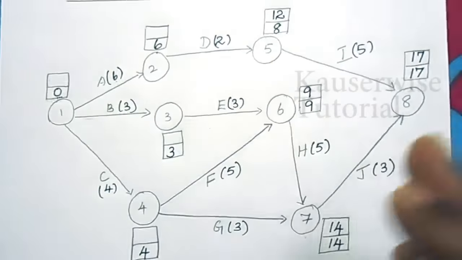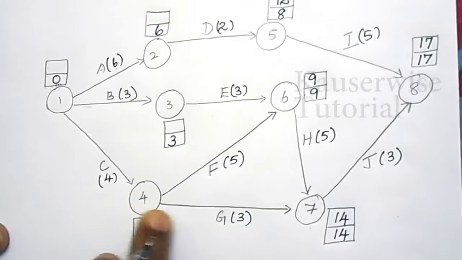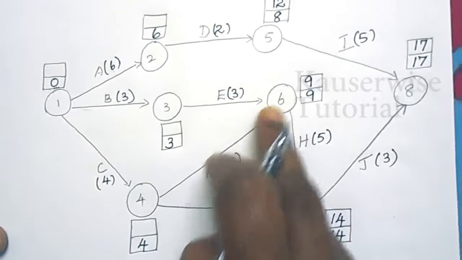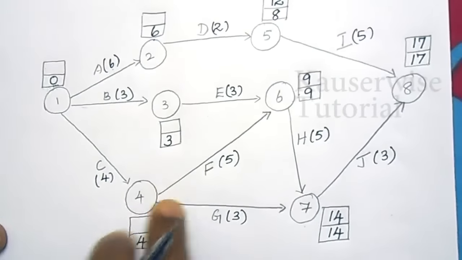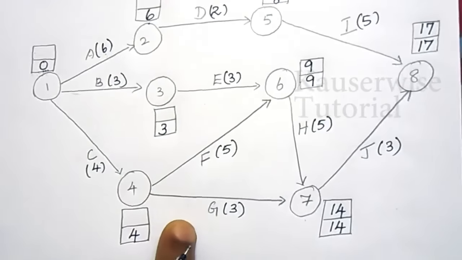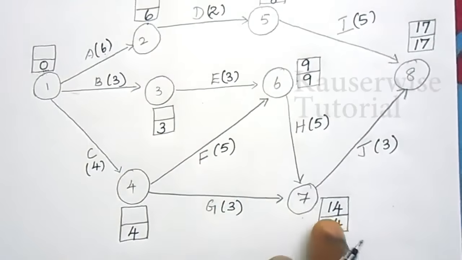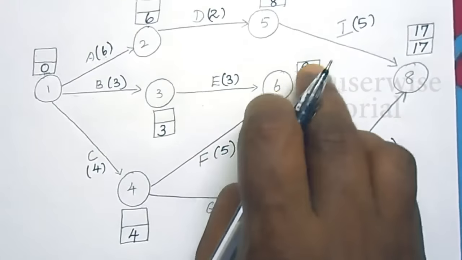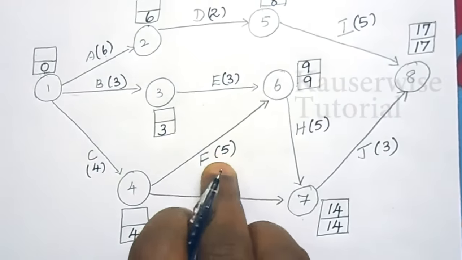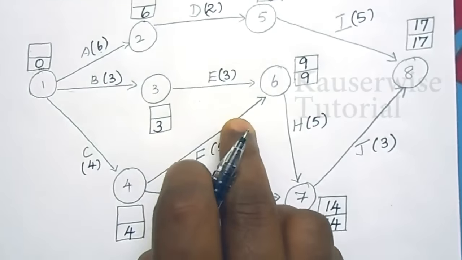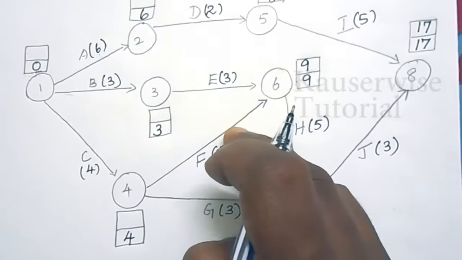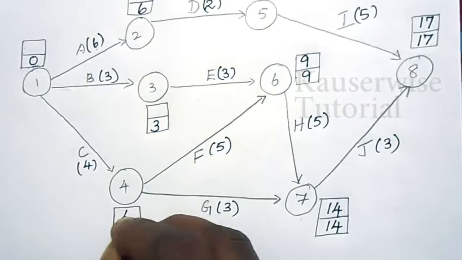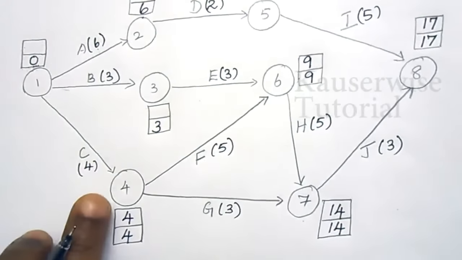Next one is node 4. See, for node 4, we have two options. Okay, that is from 7 to 4 or from 6 to 4. So, here we have two options now. So, in that case, we need to take the minimum value. So, see the first one. 14 minus 3 is equal to 11. Whereas, see this one. 9 minus 5 is equal to 4. So, which one is the least value? This one is the least value. That is 9 minus 5 is equal to 4 is the least value when compared to this one. So, take 4 as latest completion time for node 4.